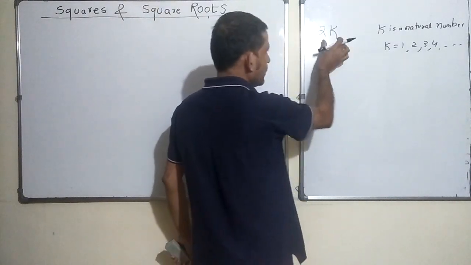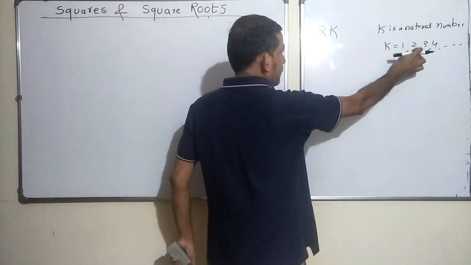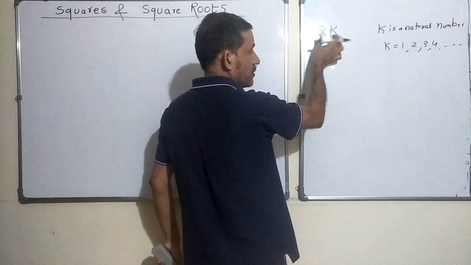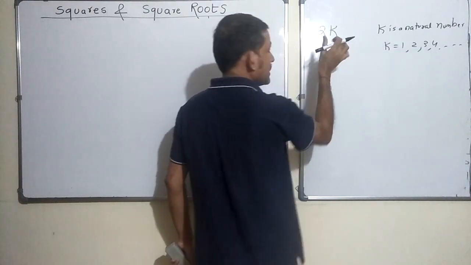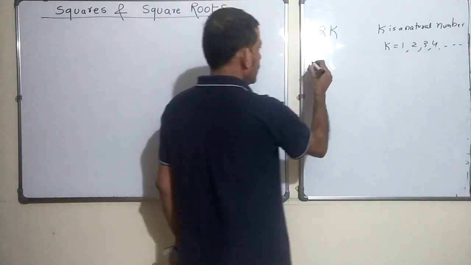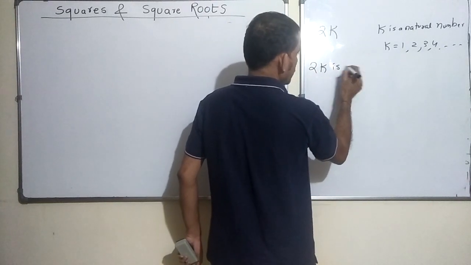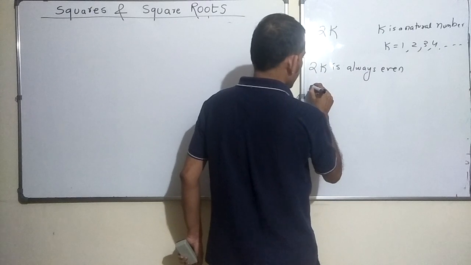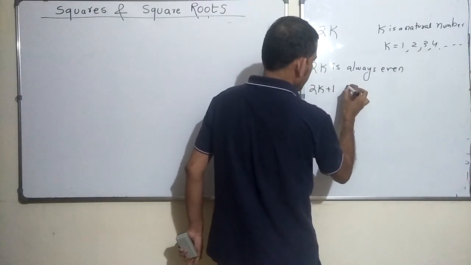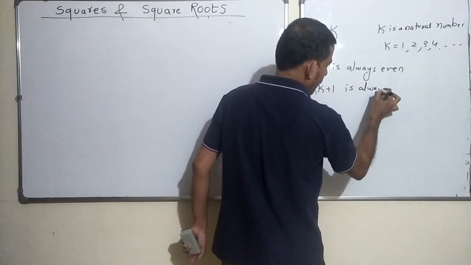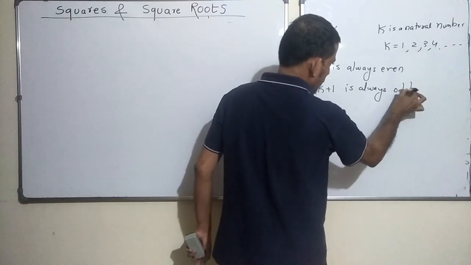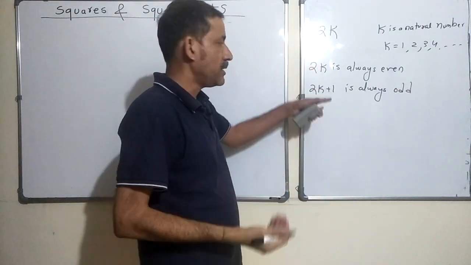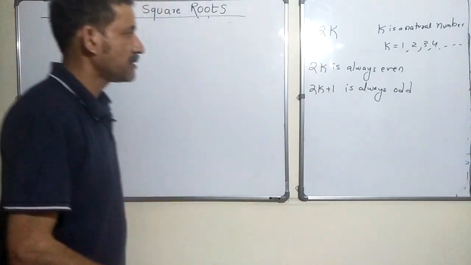If k is 1, this becomes 2, even. If k is equal to 2, 4, even again. K is equal to 3, 6, even again. So it will always be even. 2k is always even, and 2k plus 1 is always odd. Correct, no? If 2k is even, you add 1 to it, it becomes an odd number. So just remember that.